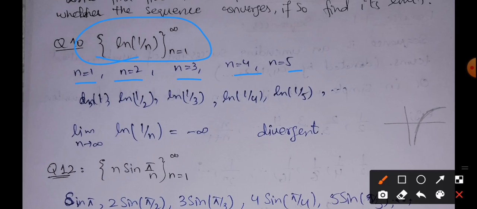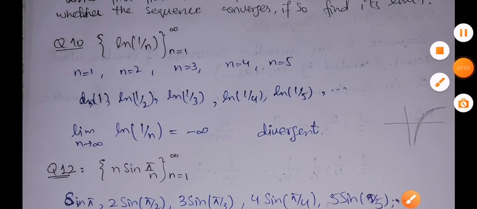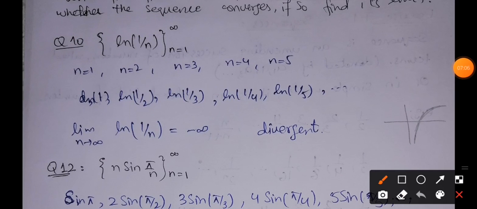So we will put n is equal to 1, that is ln of 1, then ln of 1 by 2, ln of 1 by 3, ln of 1 by 4, ln of 1 by 5 and so on. So here are the first 5 terms of the sequence. Next we have to find its limit as well. So the limit as n approaches infinity, the general term is ln of 1 over n.